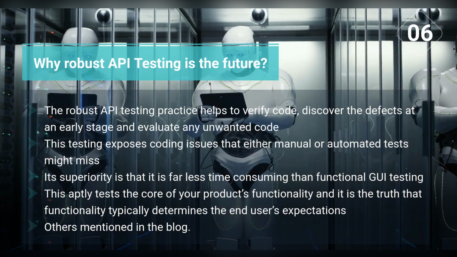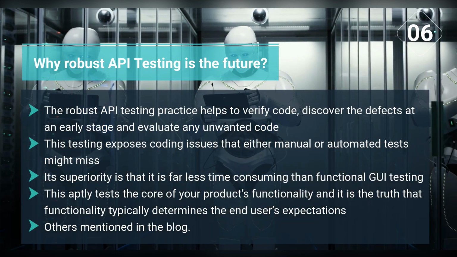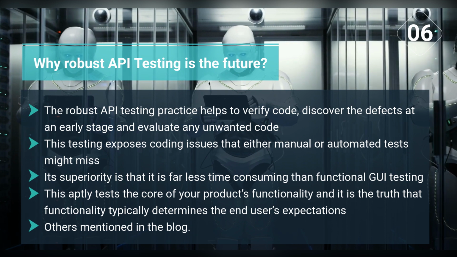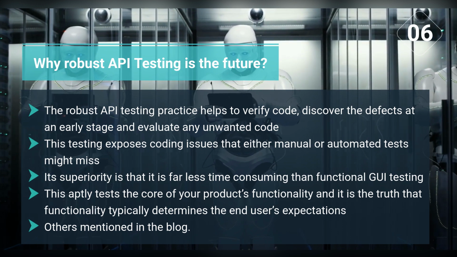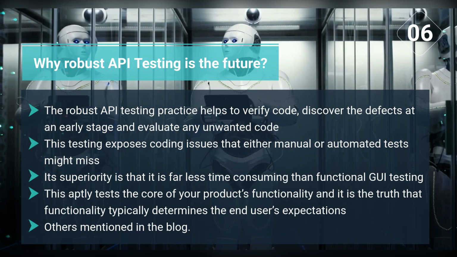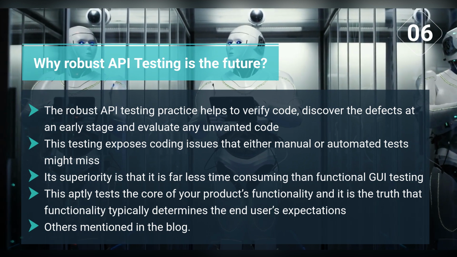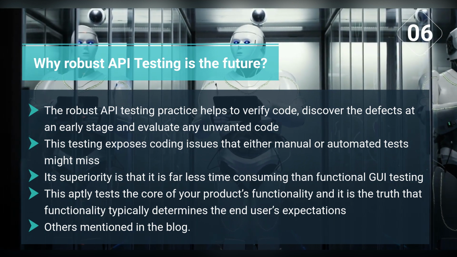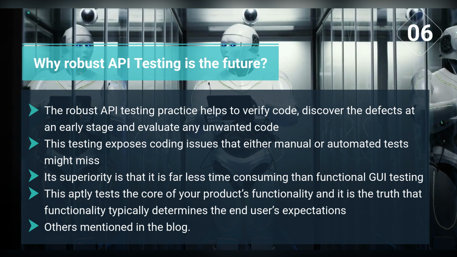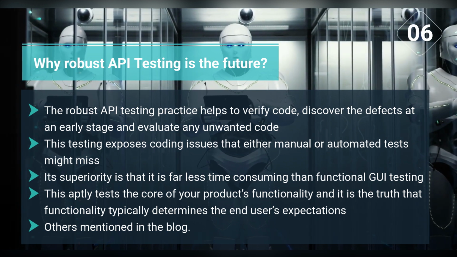Why robust API testing is the future? First, the robust API testing practice helps to verify code, discover the defects at an early stage and evaluate any unwanted code. Second, this testing exposes coding issues that either manual or automated tests might miss.